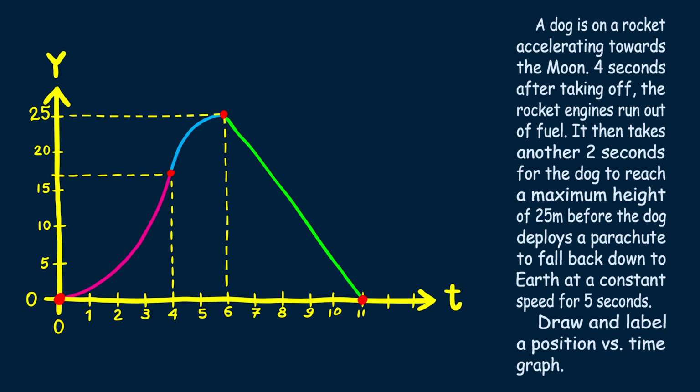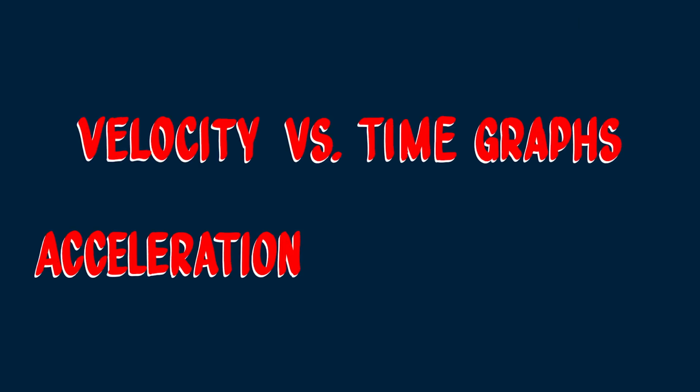And there you have it. That's how to draw position versus time graphs in physics. In the next lesson, we'll go over how to draw the velocity versus time graph and the acceleration versus time graph.